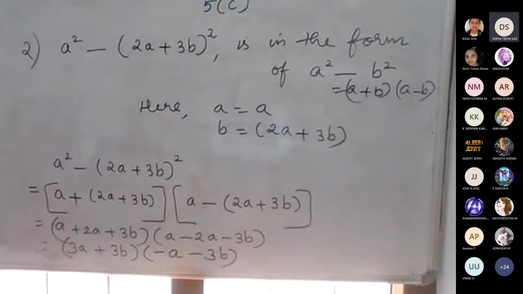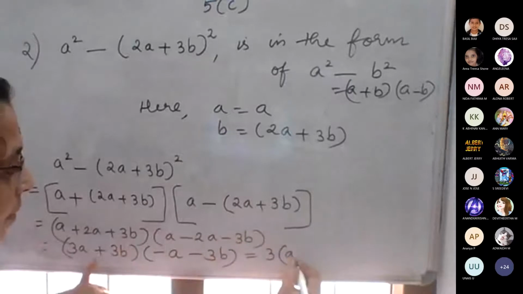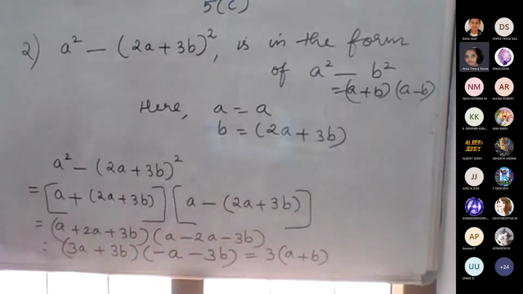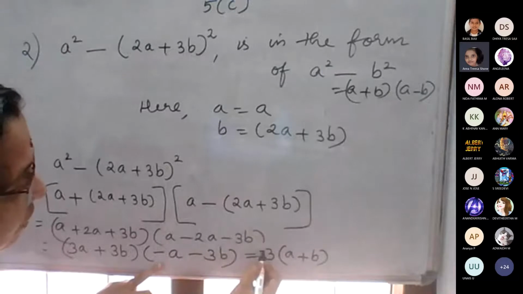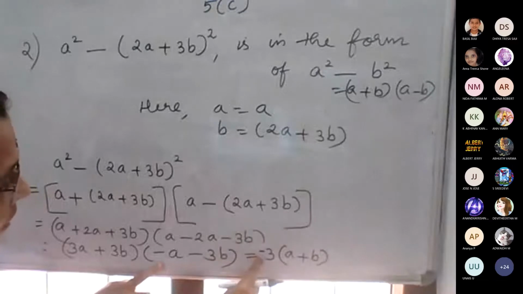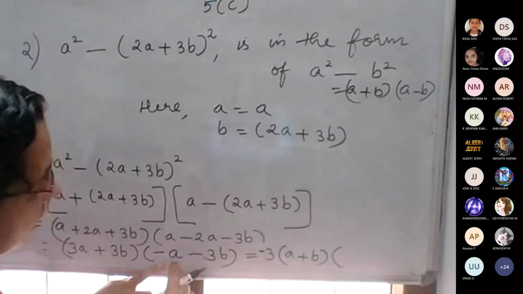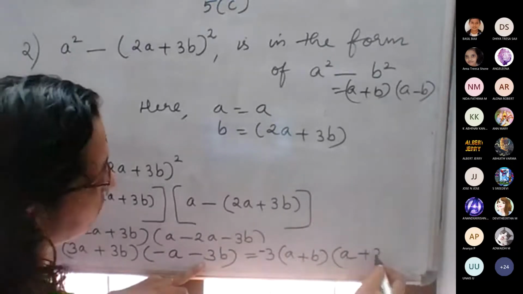3a plus 3b. If needed, from here we can take 3 common. So if we take 3 common, what will be the next step? 3 common, remaining a plus b. One negative also, if we want to take, we can take. So negative 3 will be there. If we take one negative common, negative 3, then since we took the negative, negative a will become positive a and negative 3b will become plus 3b.